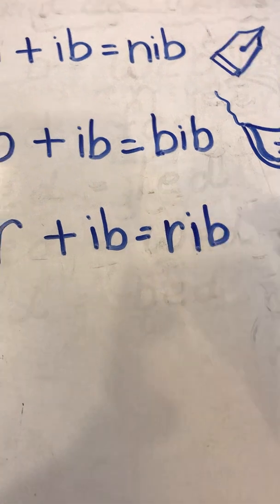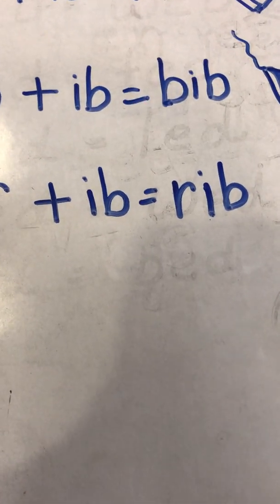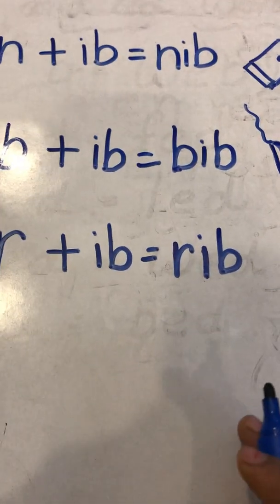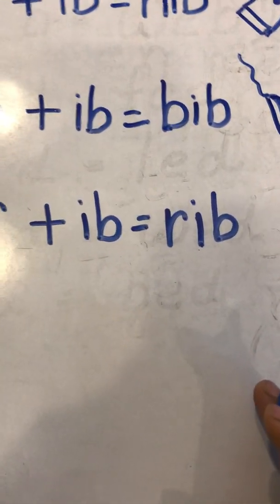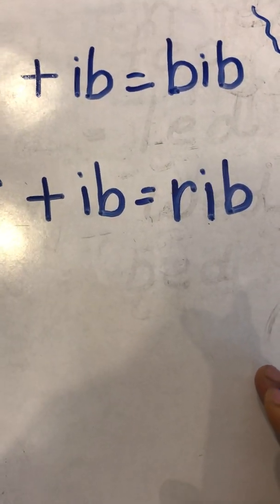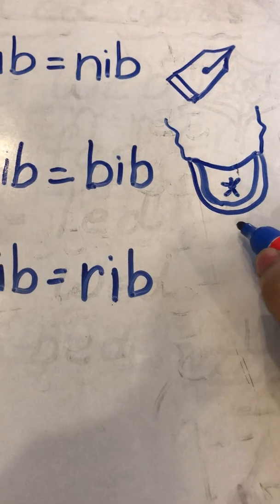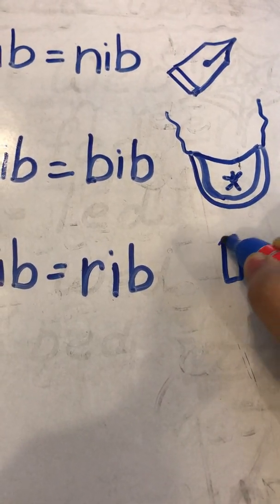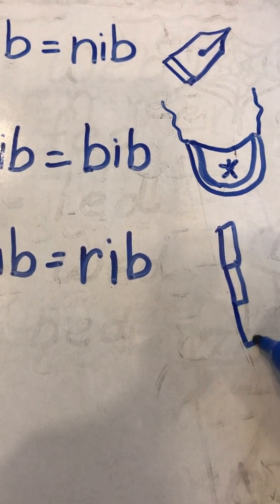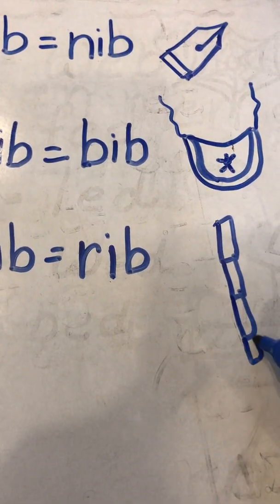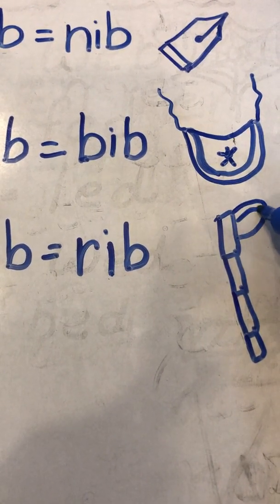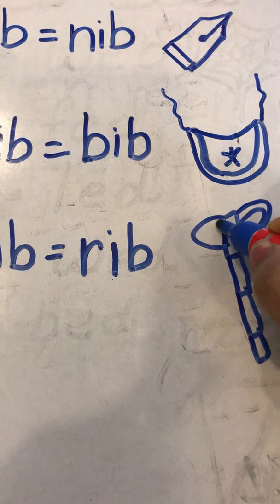And what is the meaning of rib? Ribs are the curved bones of the chest, and they protect various vital organs such as heart, lungs, liver. I'll show you how it looks. So this is the structure of a rib. It looks something like this.